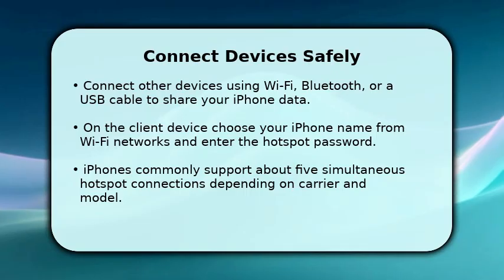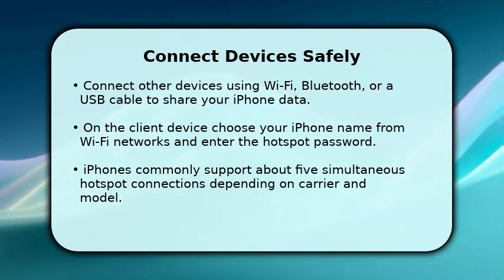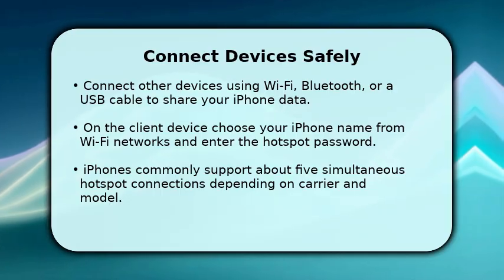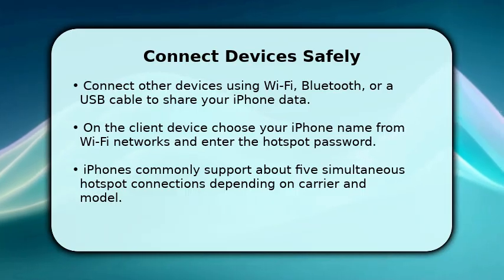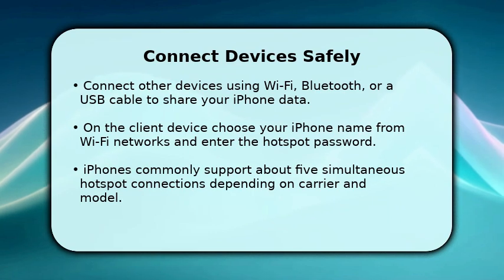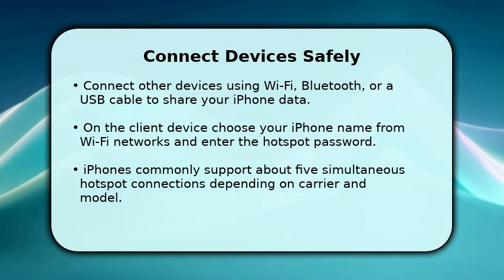Connect other devices using Wi-Fi, Bluetooth, or a USB cable to share your iPhone data. On the client device, choose your iPhone name from Wi-Fi networks and enter the hotspot password. To use USB, plug your iPhone into a computer and select iPhone from network preferences or adapters. For Bluetooth, pair the devices in Settings, then select your iPhone as the network or internet source.